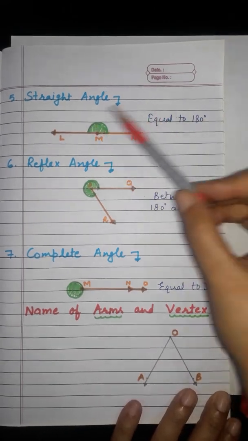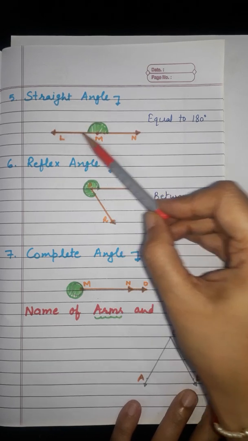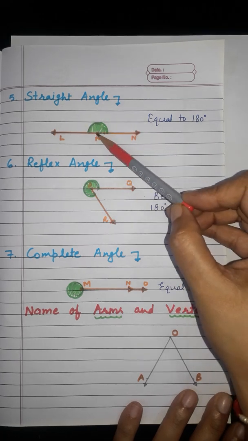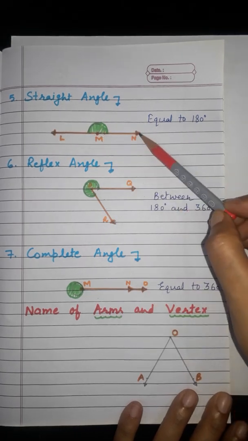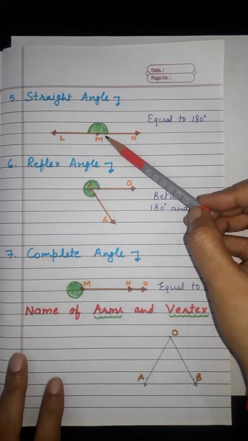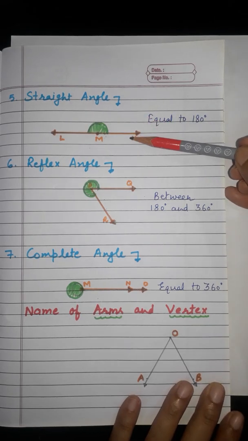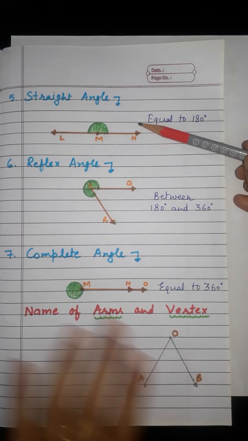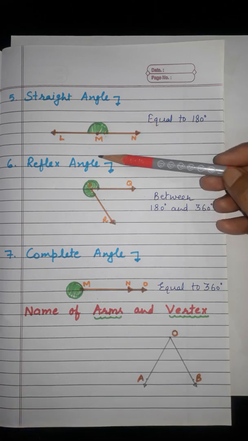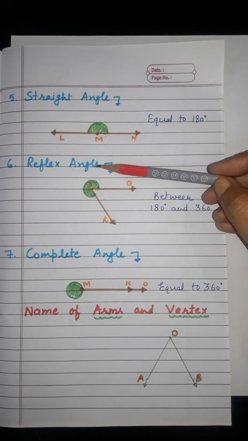Here is the straight angle. The word straight is indicating the shape of the angle. Straight means a straight line; its two rays form a straight line. So an angle equal to 180 degrees is known as a straight angle. Now the angles which are greater than 180 degrees, those angles are reflex angles.